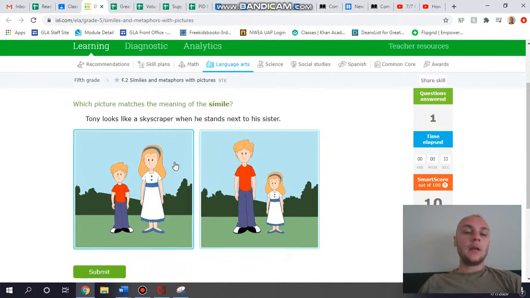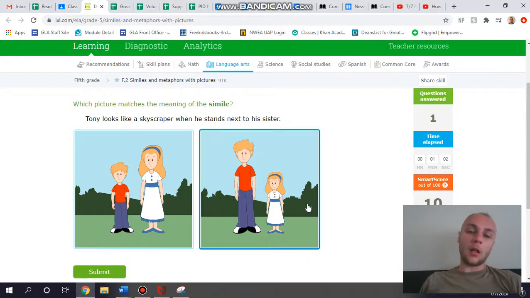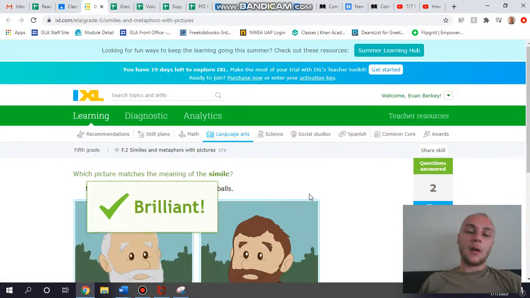Woo! Let's read the directions for this one. Which picture matches the meaning of the simile? Why is this a simile again? Because it uses like or as. Here we go. Tony looks like a skyscraper when he stands next to his sister. Does that mean Tony would be short or tall? Are skyscrapers short or tall? Skyscrapers are tall. So Tony needs to be tall. Okay, you get the idea.